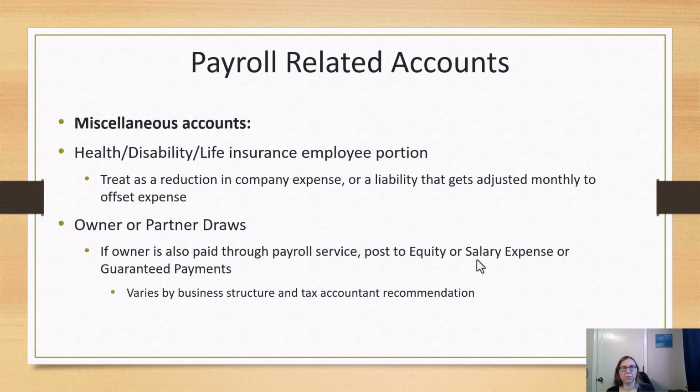Then we're going to have some miscellaneous accounts that I want to talk about specifically, just to make sure you understand how to deal with them. So for health, disability, and life insurance, sometimes the employee pays a portion of this, and this is going to be a reduction in the company's expense. So if the company pays $10,000 a month in medical insurance for employees, but they deduct some of that cost from the employees' pay, like 10% of it, then the employer is really only paying 90% of it. So if the employee pays part of that, it just gets treated as a reduction in expense.